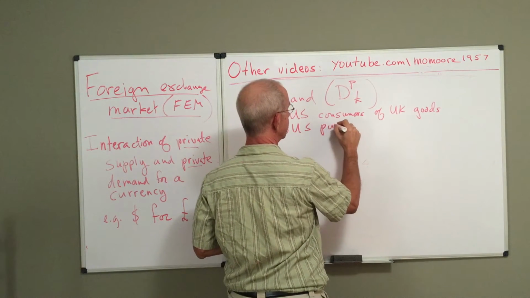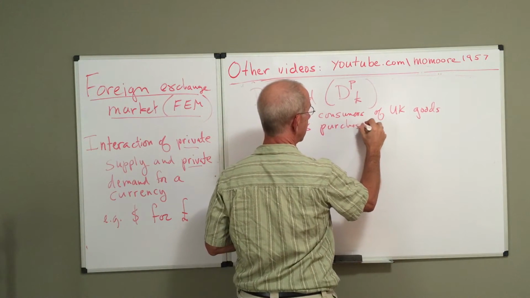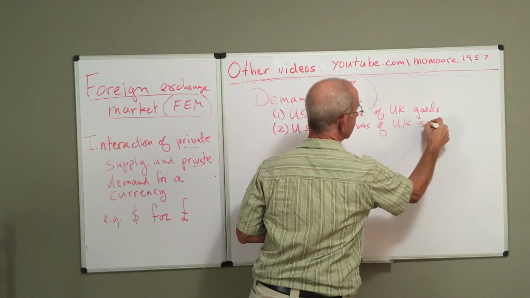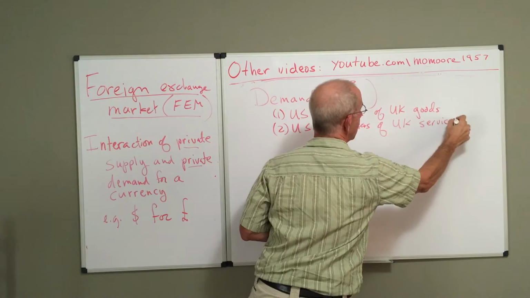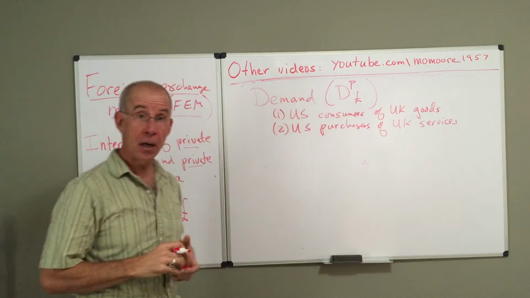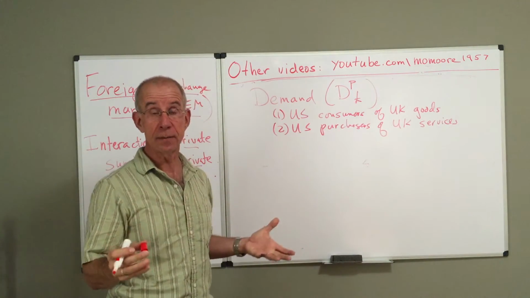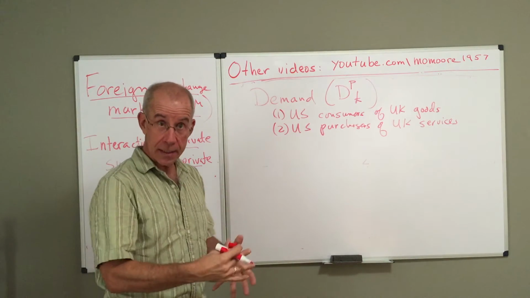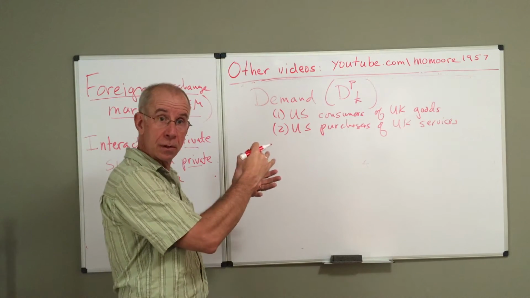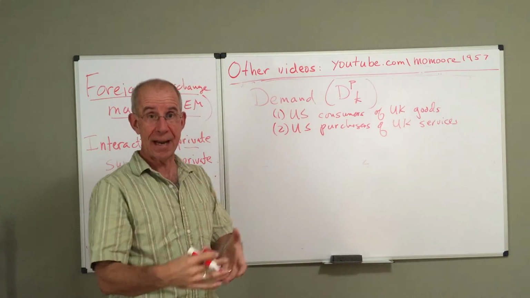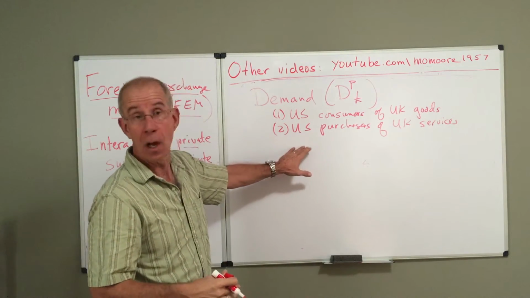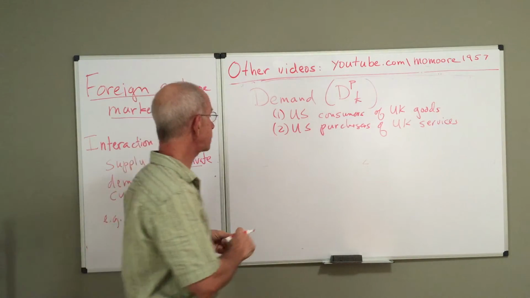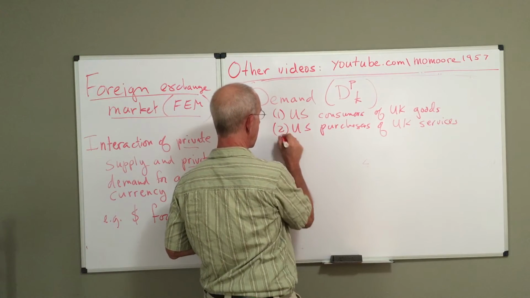U.S. purchasers of UK services. So for example, if an American tourist goes to London for a summer vacation, they're going to be bringing dollars, and they need to exchange those dollars for pounds in order to purchase hotel services or a restaurant in London.